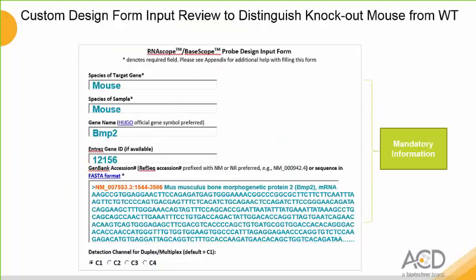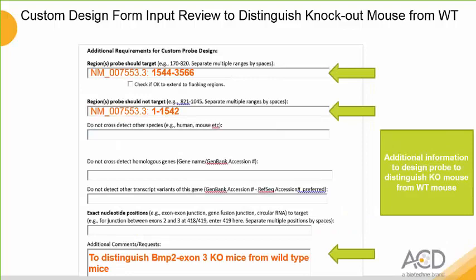And to request the custom probes for distinguishing knockout mouse from wild-type, we ask you to specify the knockout sequence. You can either provide the full sequence within the knockout region, or you can give us the coordinates using the RefSeq accession number as a reference. We also encourage you to mention that this is for distinguishing wild type and knockout in the additional comment field at the bottom of the form.